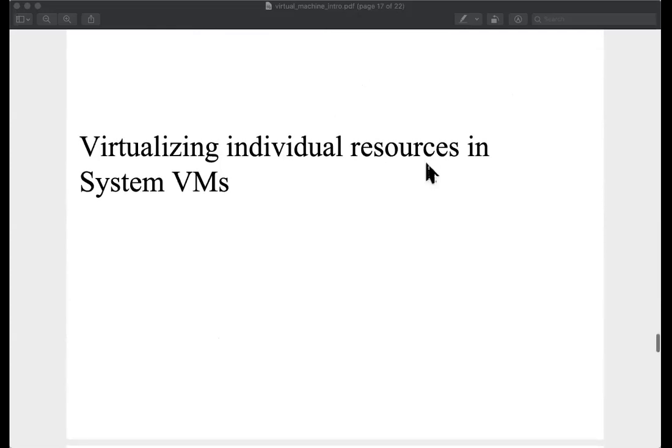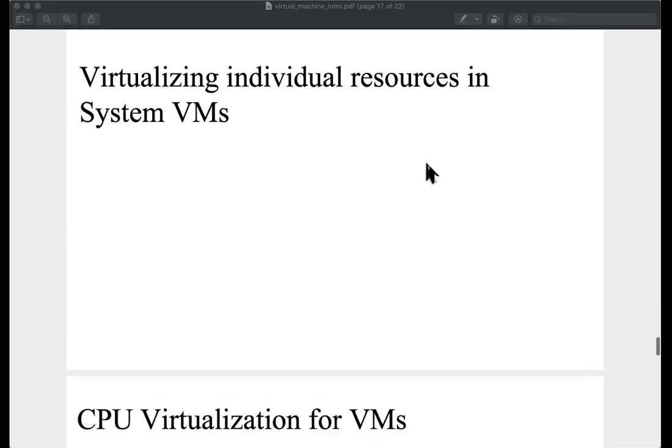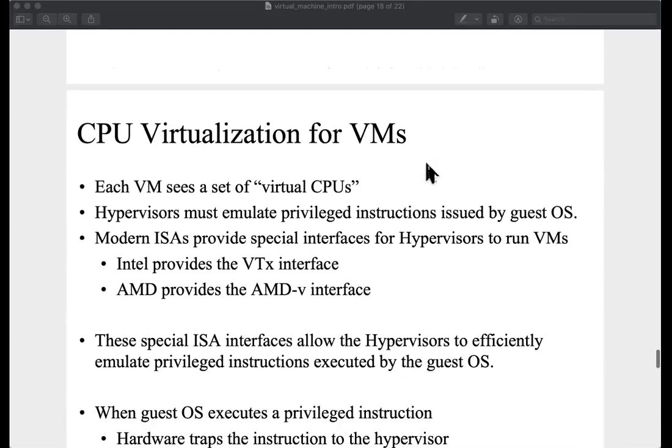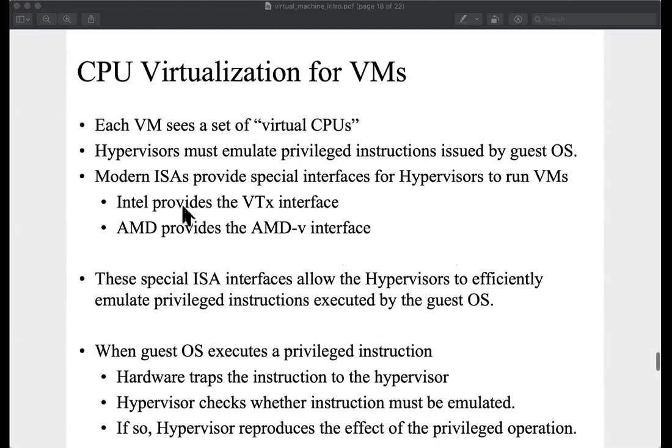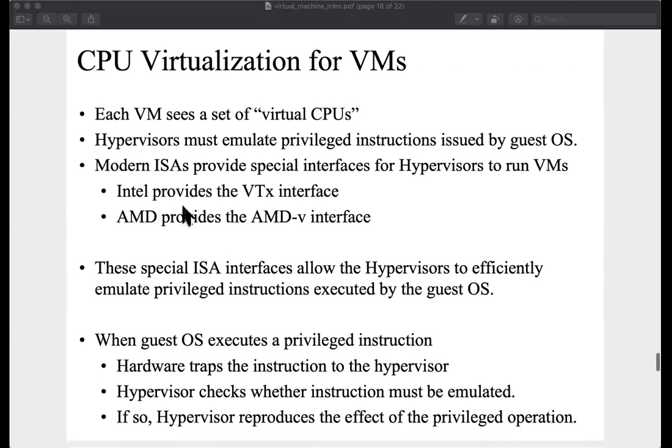Now we're going to talk about virtualizing individual resources within a system VM. We're going to put aside process VMs for now and focus on system VMs. So there are three types of resources in any machine: CPU, memory, and I/O, right? So whenever we are providing a system virtual machine, the underlying hypervisor has to provide a virtualized view of all these three resources: CPU, memory, and I/O devices. So first we look at CPU virtualization.